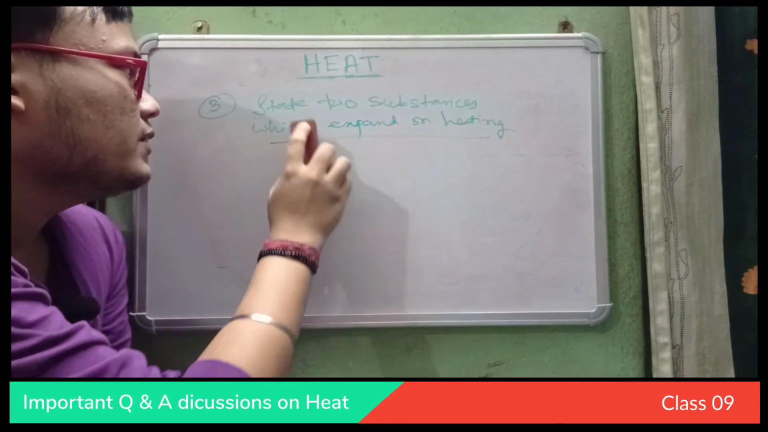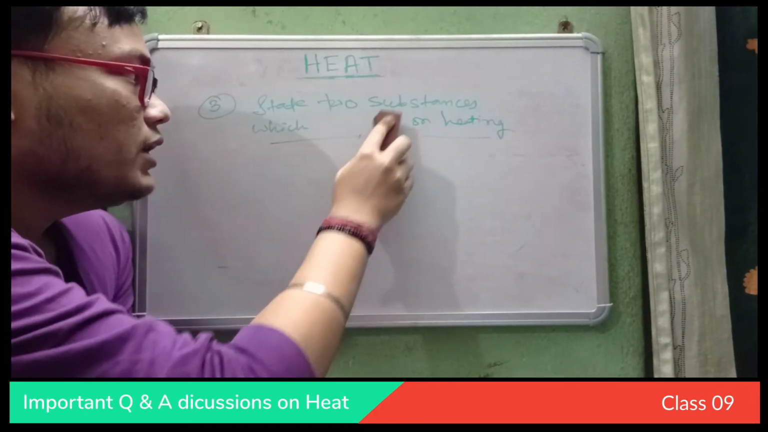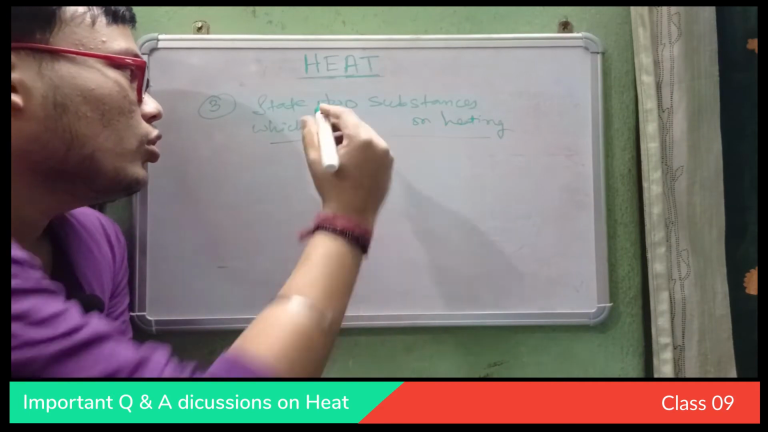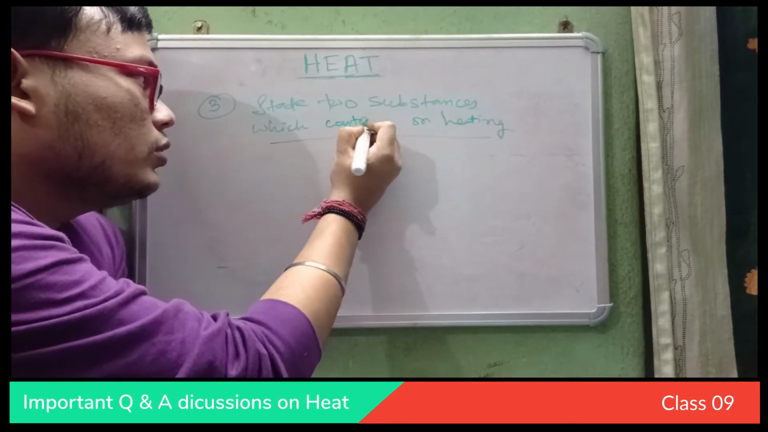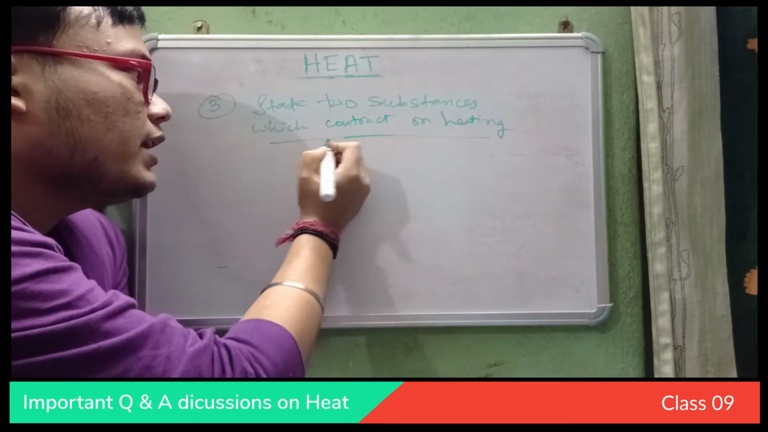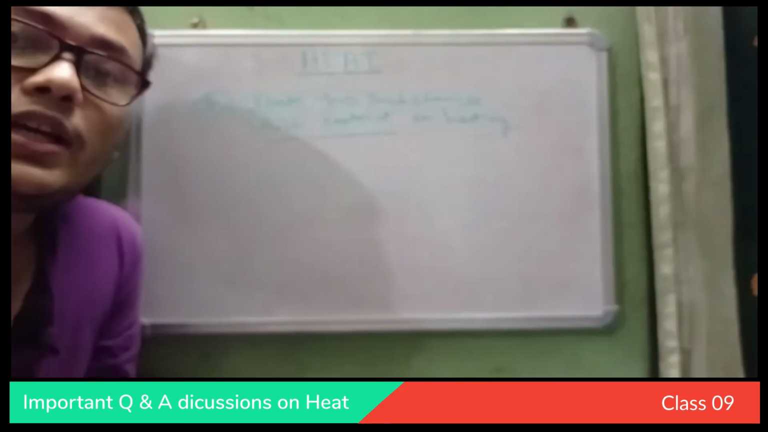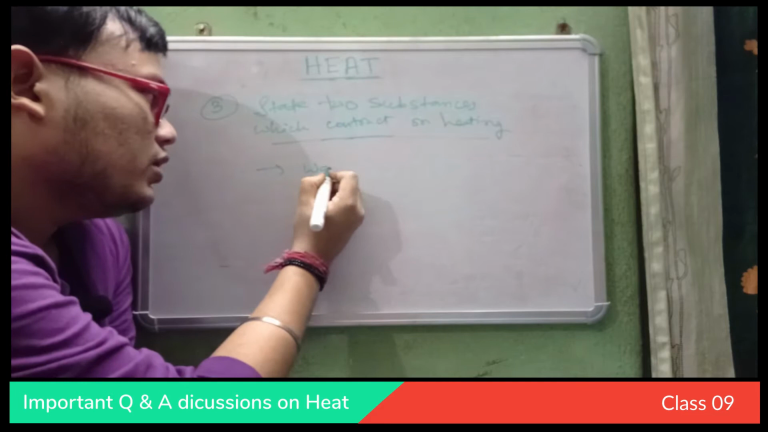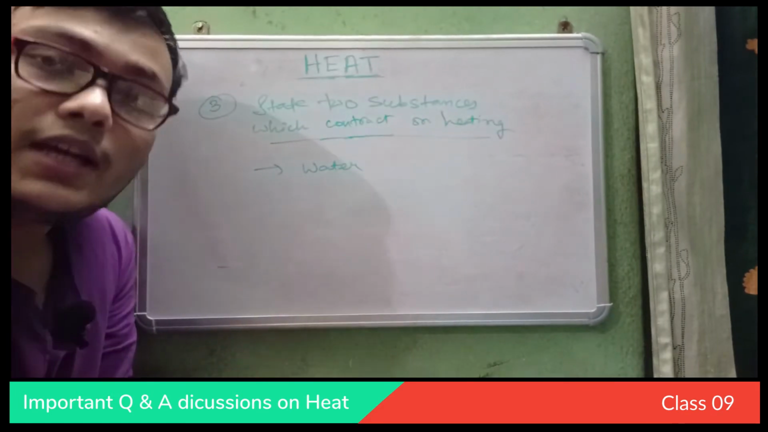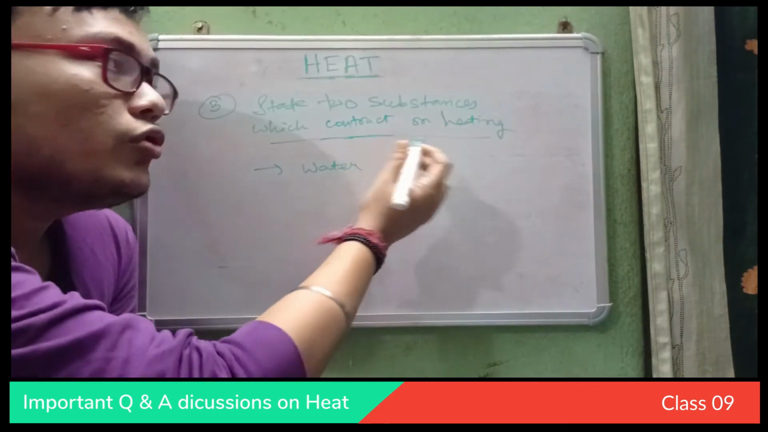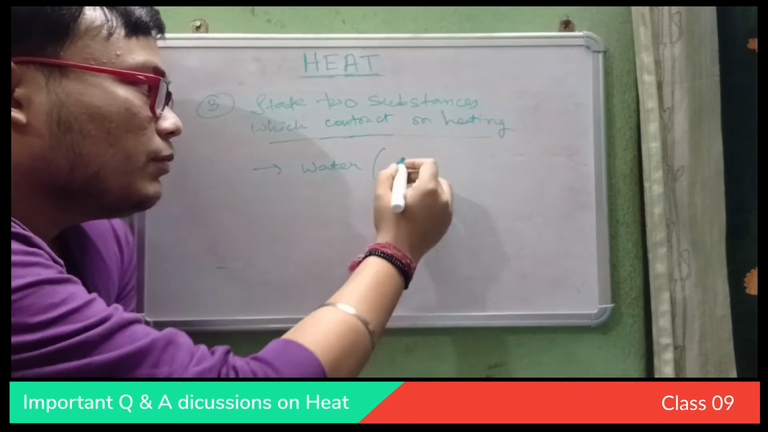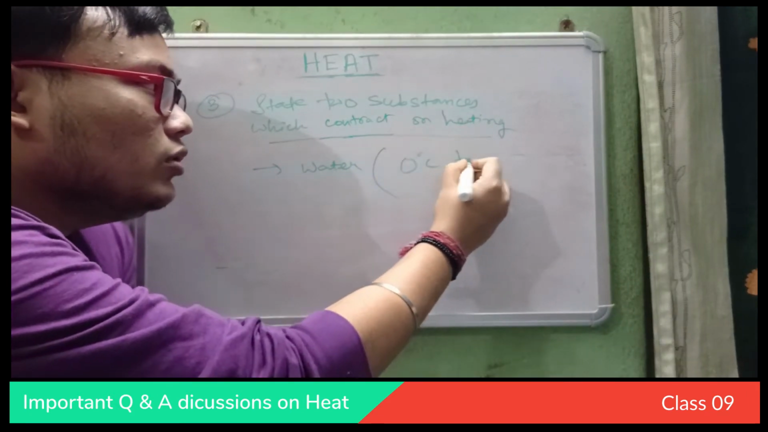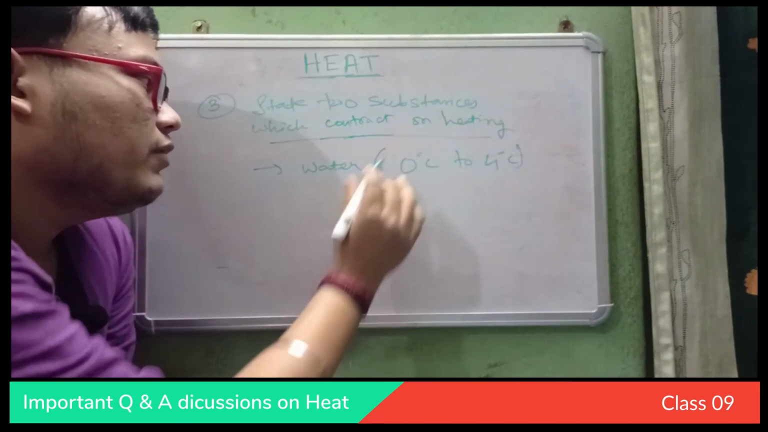Next question says that two substances which contract on heating. Now here you will write examples of those substances which exhibit anomalous expansion. I had discussed water with you guys. What is a common example where water exhibits anomalous expansion, that is it contracts on heating between the temperature range of 0 degrees Celsius to 4 degrees Celsius. This is very common, we have discussed this.